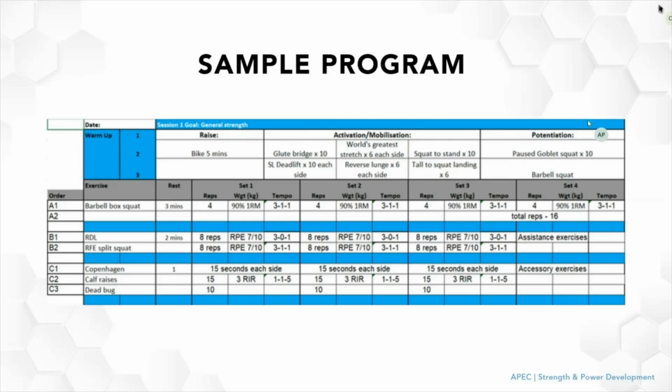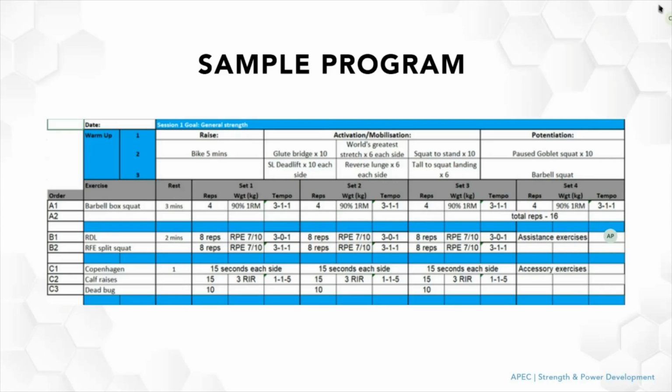This is going to be a lower body strength session with the primary movement being a barbell box squat. In our potentiation, we've got pause goblet squats, and then a barbell squat as well. We have 4 sets prescribed for this session at 4 reps in each set. This leaves us with a total of 16 reps for the session, so this is within our 15 to 30.